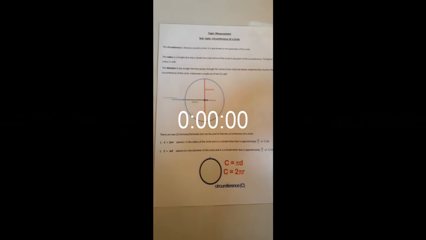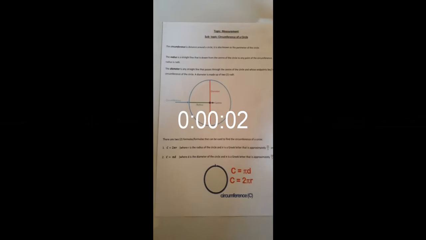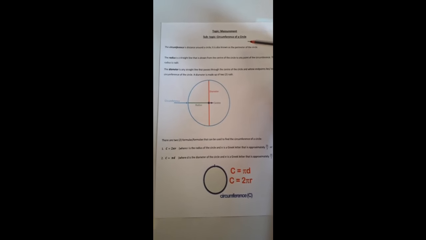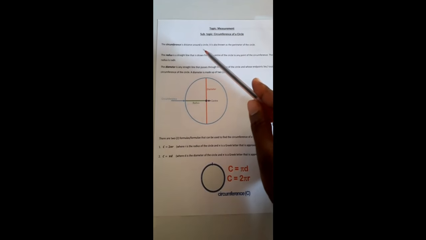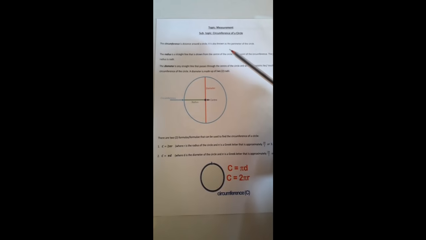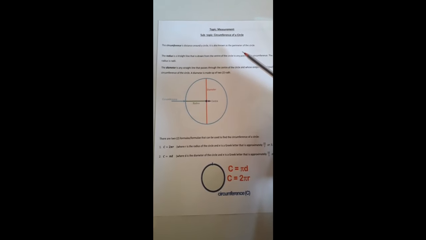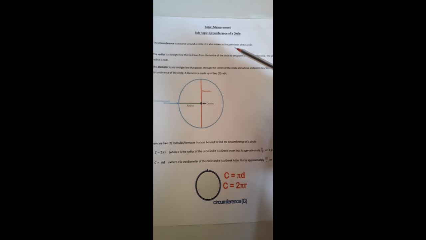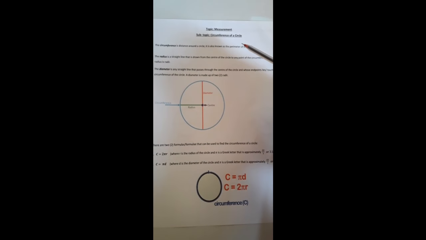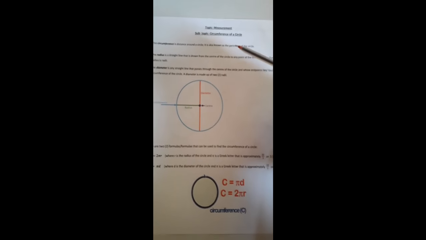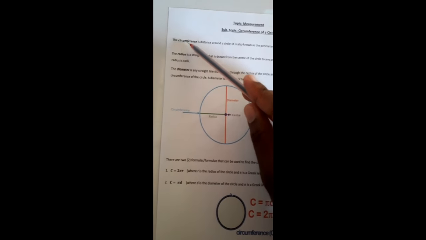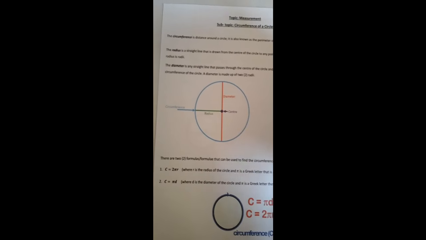Okay, in this video we're looking at measurement. Our topic is measurement. The subtopic is circumference of a circle. The circumference is the distance around a circle. It is also known as the perimeter. So another word for circumference is perimeter. Good, so we understand that perimeter is the total distance around a plane figure. For a circle, we normally use the word circumference instead of perimeter, but both of them mean the same thing.